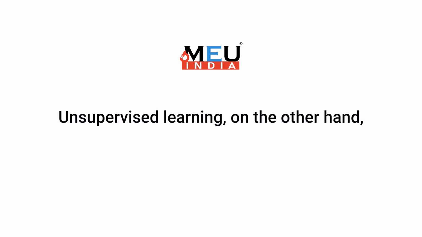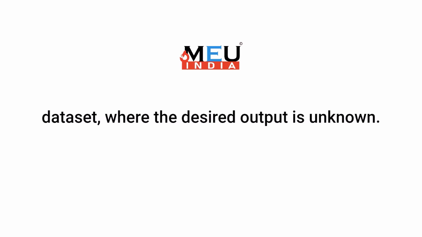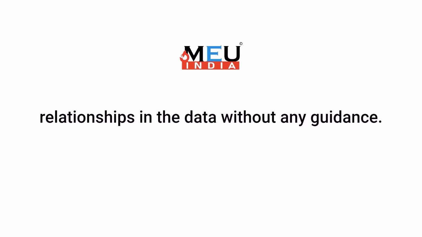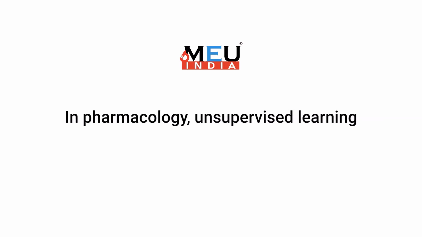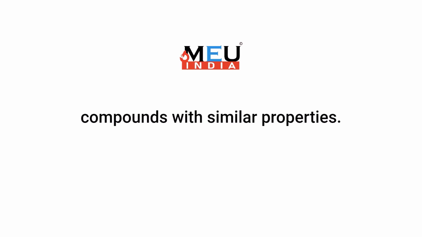Unsupervised learning, on the other hand, involves training a model on an unlabeled dataset where the desired output is unknown. The model must then identify patterns or relationships in the data without any guidance. In pharmacology, unsupervised learning is often used to identify clusters of compounds with similar properties.